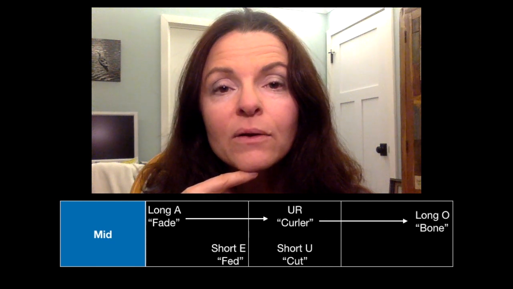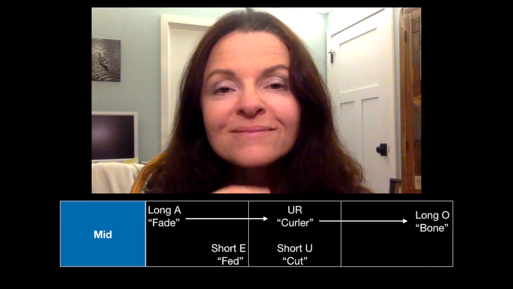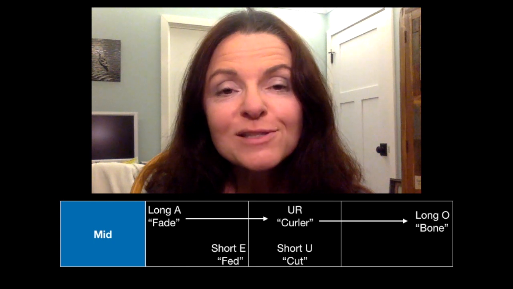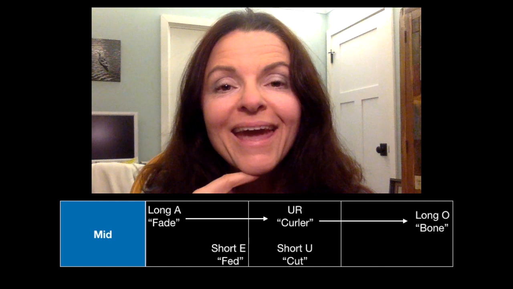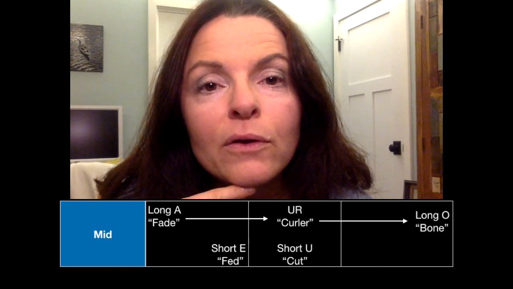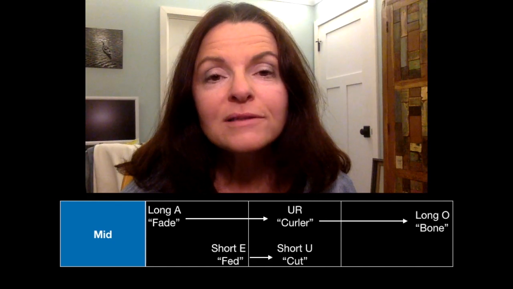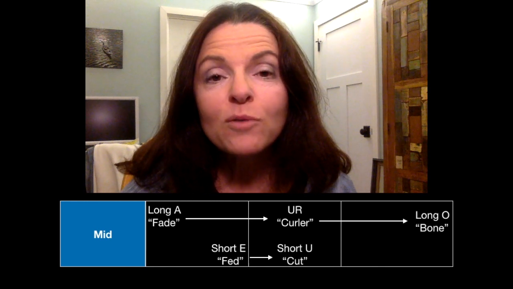O. I can even go back and forth between A and O. A, O, A, O. And right in the middle, if I stop in between A and O, I will find ER. A, O. Short E and short U are also mid-vowels, but they're relaxed mid-vowels. They're on the same horizontal row.